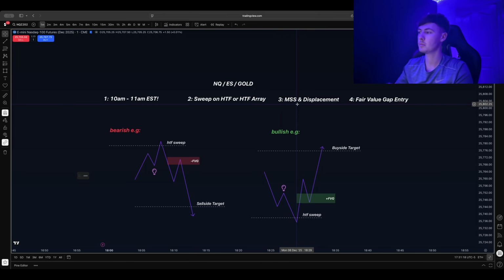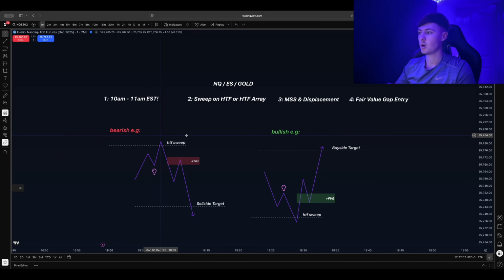Then number three, we simply need to see a market structure shift and a displacement. So it's simply just a short-term high, just a 3-candle structure, broken to the upside or to the downside, depending on the trade direction, with a sharp displacement. We need to see speed. Then lastly, to complete the Silver Bullet model, we just need to see a fair value gap. And as soon as price prints that fair value gap after the market structure shift, you're just simply waiting for the retrace into the gap, and that's where you're going to take your refined entry.